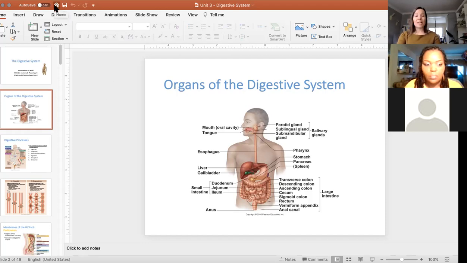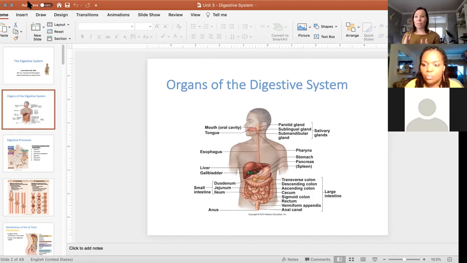So mechanical digestion is the physical breakdown of food, like actually chopping up bigger pieces of food into smaller pieces. So that happens through the process of mastication, which is chewing.